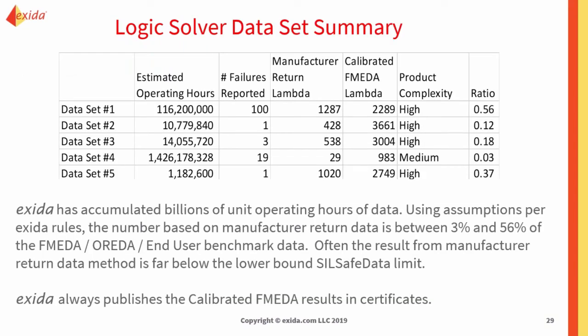So putting these together, and we did a lot more of these, not just these five data sets, but this was just a snapshot of the summary. We looked at the product complexity. We looked at the estimated hours, the number of reported failures, and compared the manufacturer field return lambda to the calibrated FMEDA lambda, and came out with that kind of benchmark almost. And we came out with the number, the field return studies fall somewhere between 3% and 56% of the rest of the world, kind of.